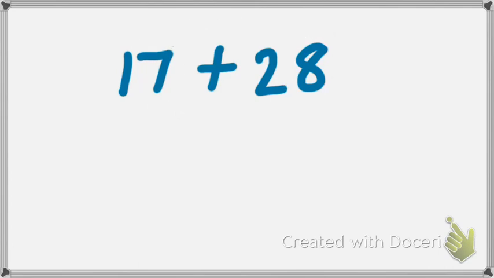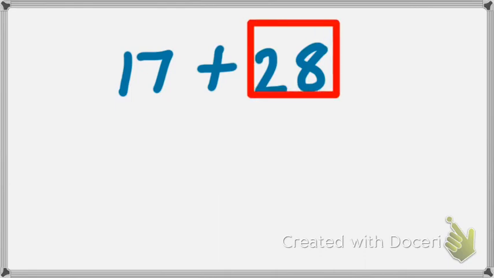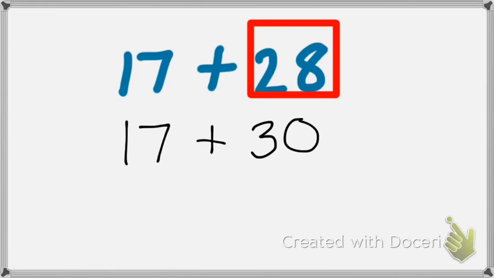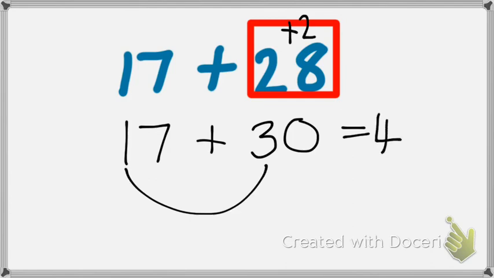Rightio, what happens if we round one of these numbers? Let's take the 28. 28 is really close to 30, so I'm just going to pretend for a moment that the problem is 17 plus 30. Because I only had to add 2 to make it into 30. So now 17 plus 30, now that's easy, okay, because 17 plus 30 is 47, because 3 and the 1 is the 4, and 7 and a 0 is 7, right?